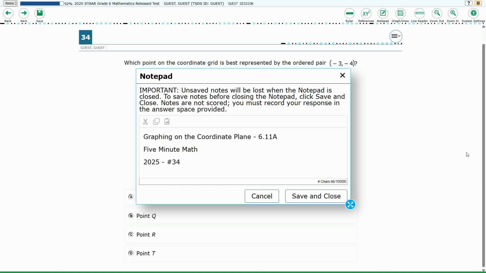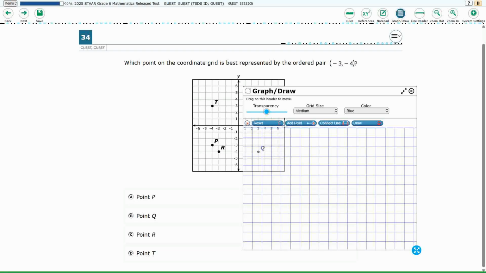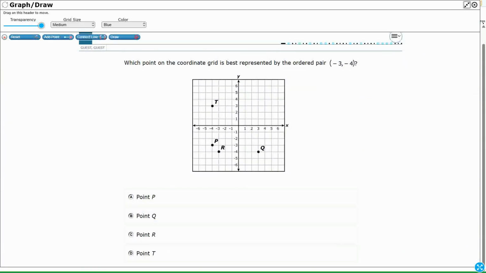Today we are looking at the 6th grade concept of graphing on the coordinate plane. This is standard 6.11a in the great state of Texas, and we are using item number 34 of the 2025 released STAAR test. If you haven't done so already, please go ahead and take a moment to pause the video, work this problem out on your own, unpause it, and we will look at our answers together.